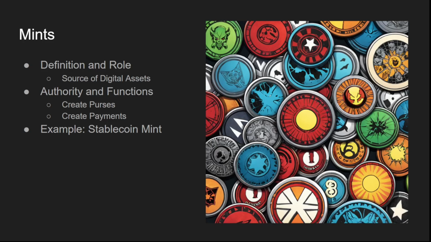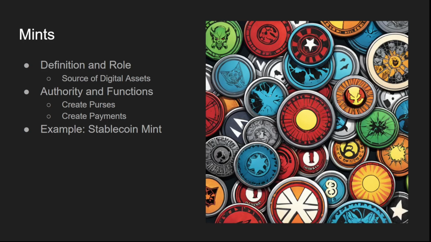In Agoric, a mint is a key component responsible for creating and managing digital assets. A mint is essentially the unique source of digital assets within the Agoric ecosystem. It is the entity that creates new units of a particular type of digital asset. The assets created by a mint are always associated with a specific brand. This helps to distinguish and manage different types of assets.